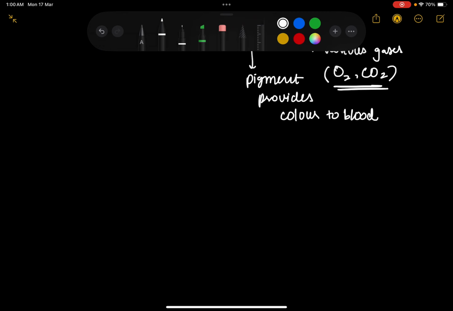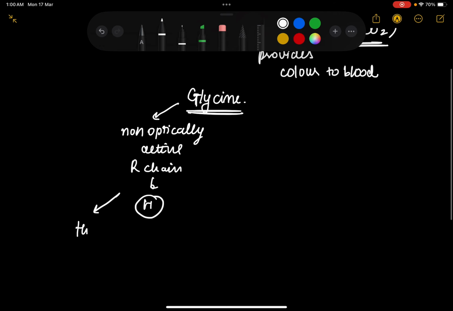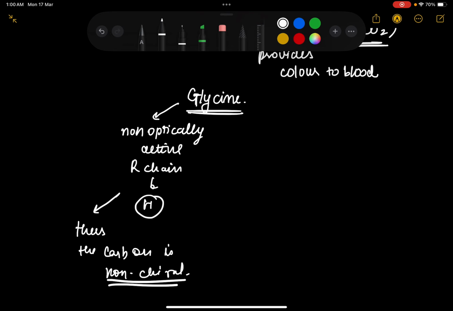The two components required are glycine, which is an amino acid, and glycine is the only amino acid which is not optically active because its R chain has hydrogen, and thus the carbon is non-chiral. This is some extra information about glycine, which is not much required.